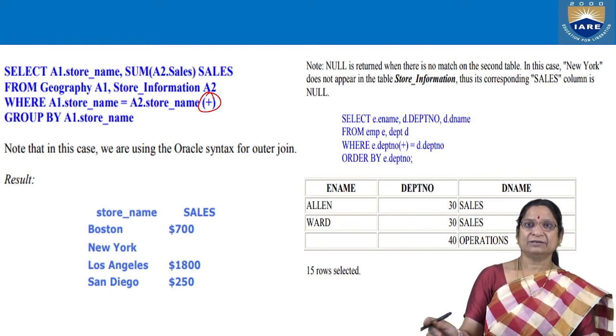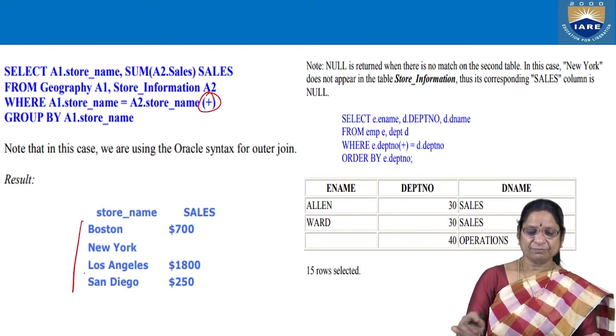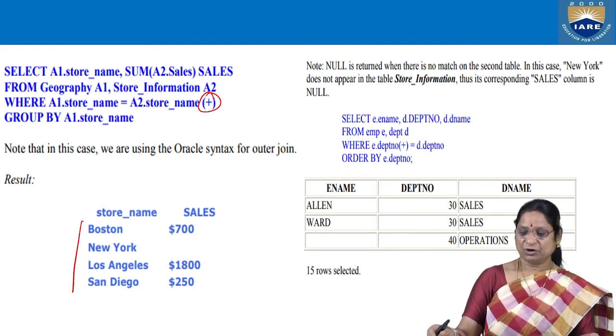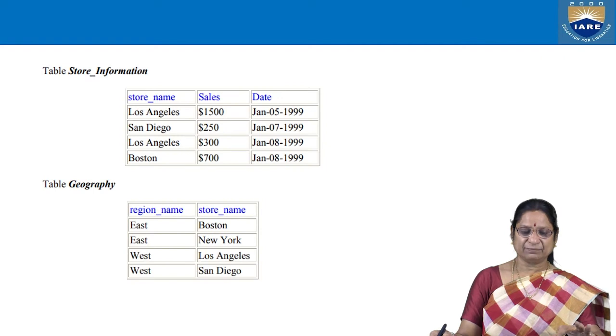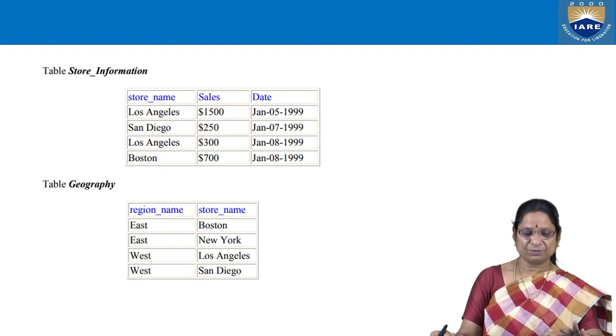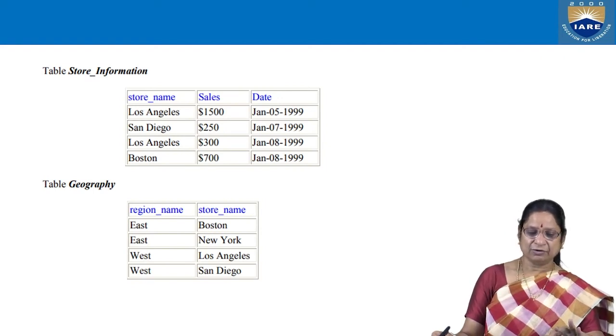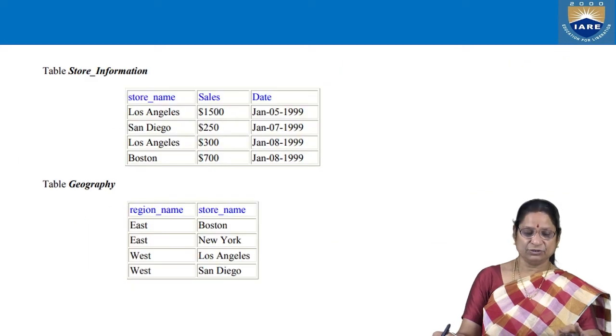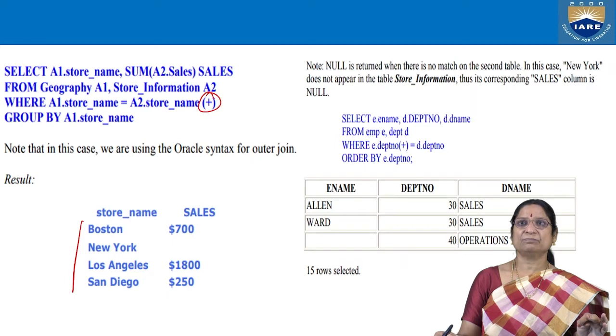We'll get the store names from all store names of the A1 table. You observe all store names of the A1 table. A1 table means store information. Los Angeles, San Diego, Los Angeles again, Boston are there. And we are going to display Boston, Los Angeles, San Diego. But New York also will be displayed actually, for which there is no mapping.